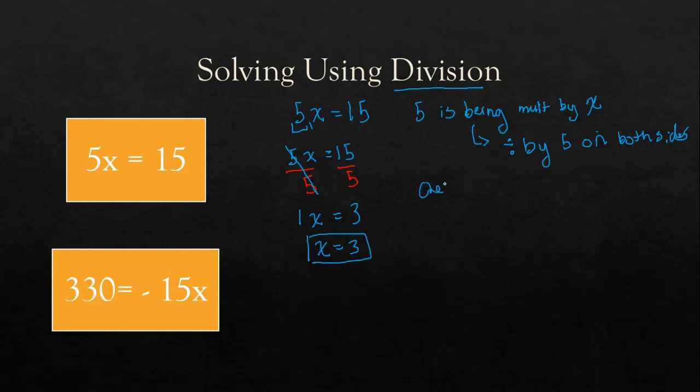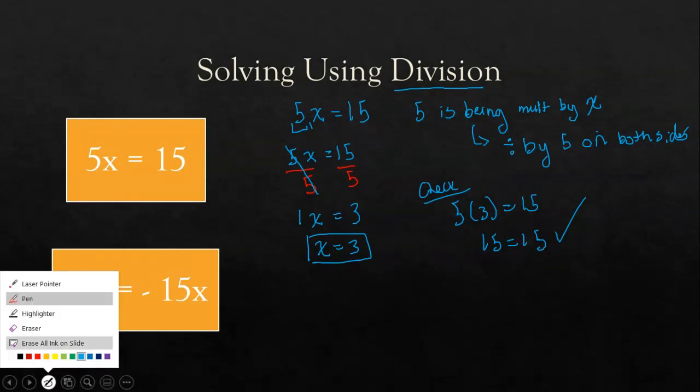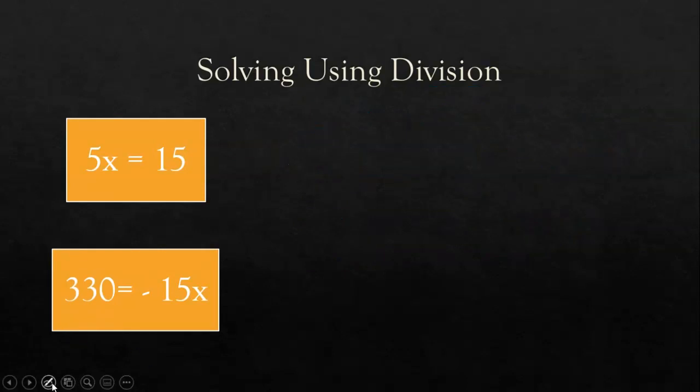And we can check our answer by going 5 times 3, and then we get 15 equals 15, and we're happy. Our left-hand side equals our right-hand side. Okay, so let's do the next one.